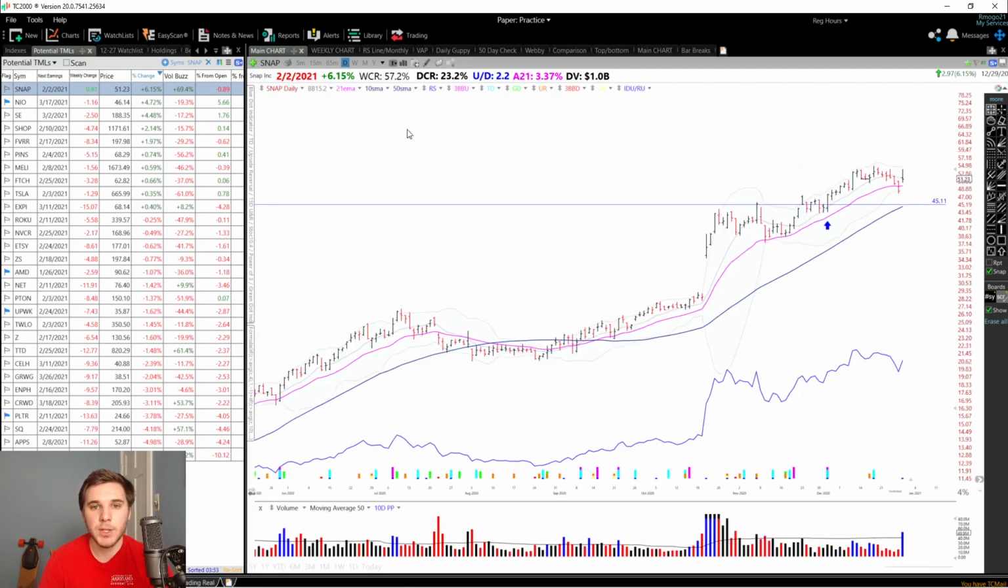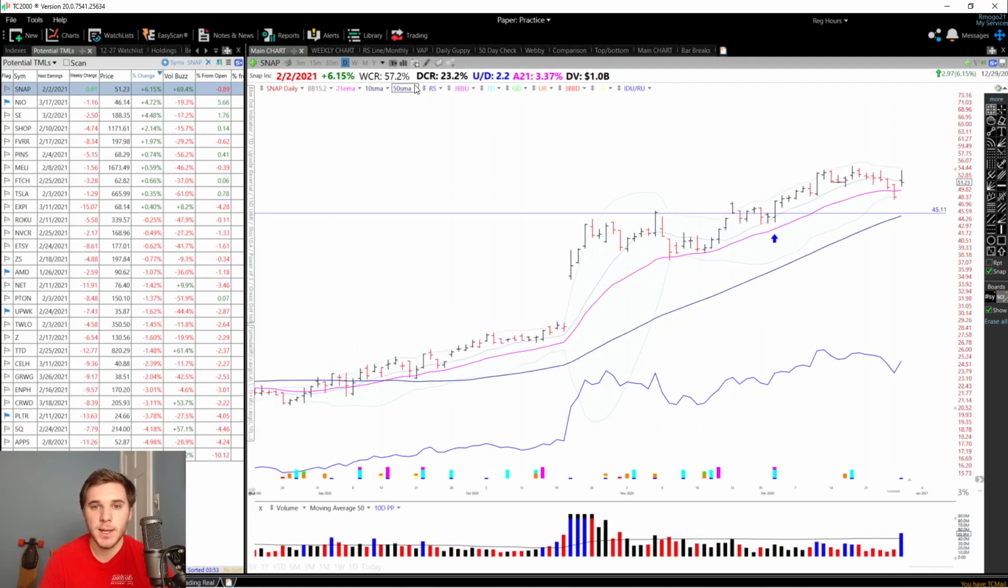And I do also want to mention these things up here. So I've got the weekly closing range, which Snap right now is at 57.2%. And this is basically where the stock's price is relative to the week's high and the week's low. And then you've got the daily closing range, which once again is where the stock's price is today relative to the day's low and the day's high.